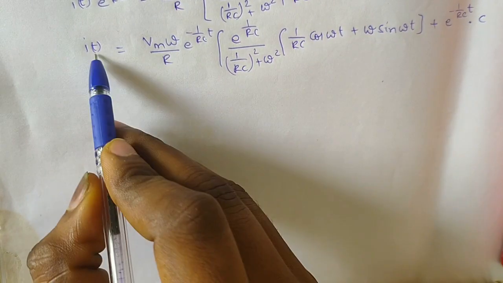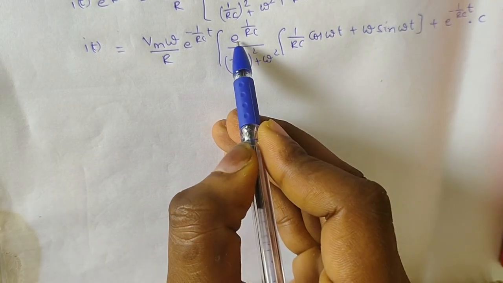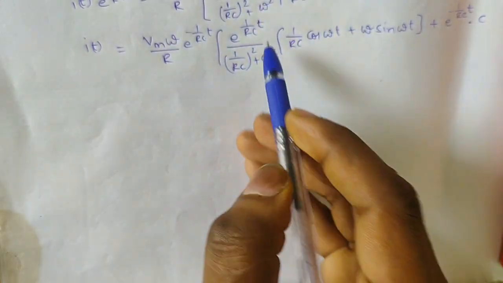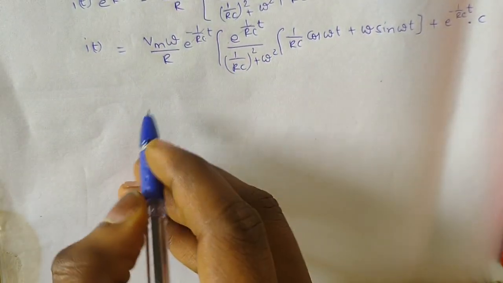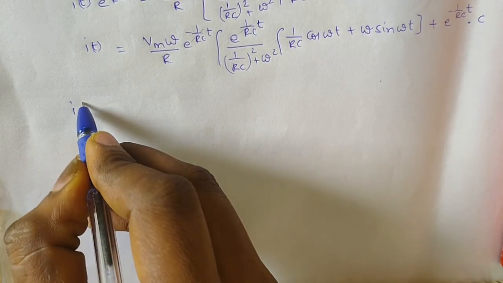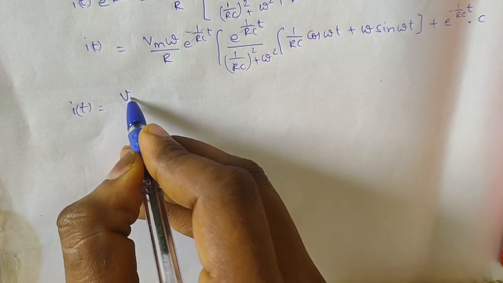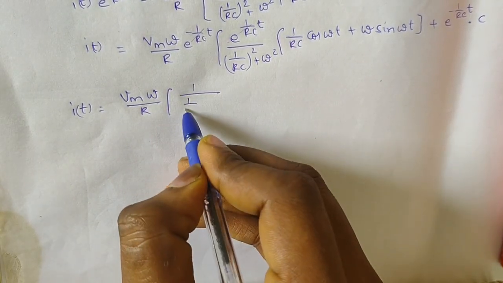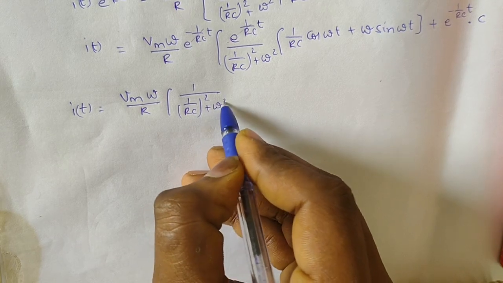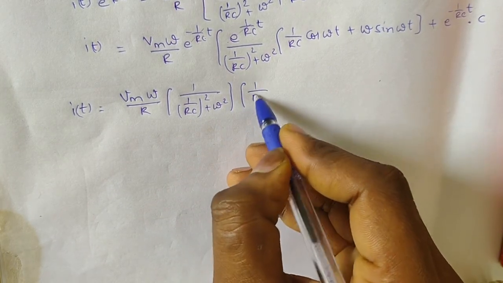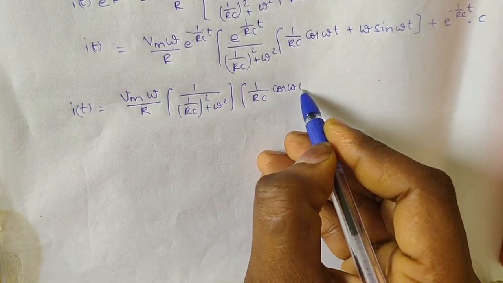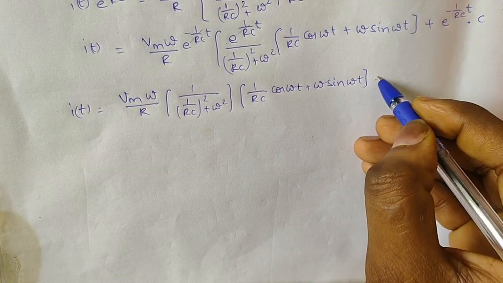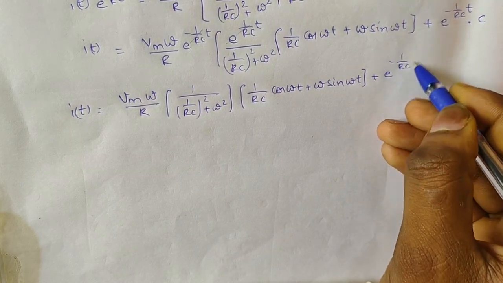So in this equation, e power minus 1 by RC t and e power plus 1 by RC t will be cancelled out. So the remaining will be Vm omega by R into 1 by 1 by RC whole square plus omega square into 1 by RC cos omega t plus omega sin omega t, plus e power minus 1 by RC t into c.